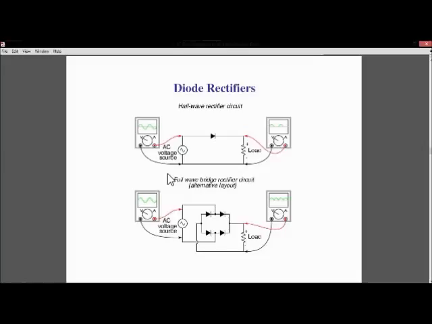Similarly, to get more efficiency we use the full wave bridge rectifier. This is the diagram of the full wave bridge rectifier, and in this case there is no change in polarity, and we get the negative part also on the same side as the positive part. So this is the difference between the half wave rectifier and the full wave rectifier. We have explained it briefly here and will cover it in more detail in the next video.